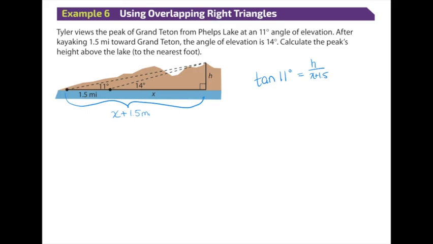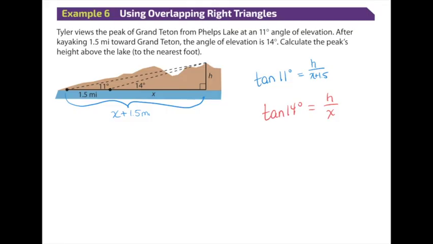Then we have the next triangle. The tangent of the 14 degrees should equal the height over the x. I have multiple variables. I don't want multiple variables. How do I solve this? Well, personally, I would use substitution. I would say isolate a variable, and then they're equal to each other because the height never changes. So isolate the height up here.